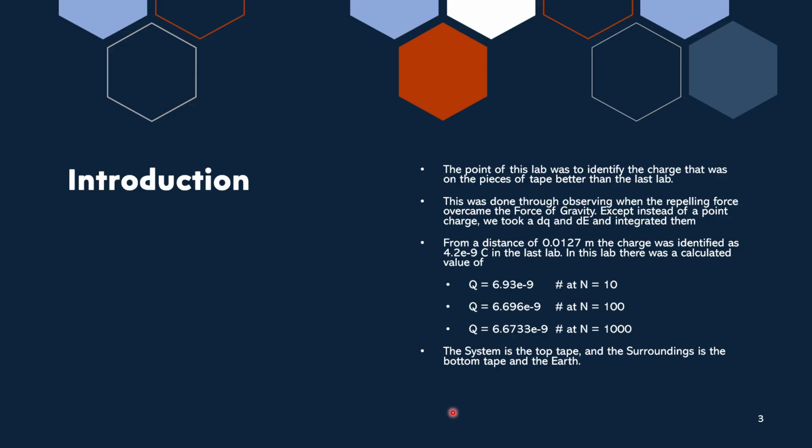In this, we're assuming that the system is the top tape and the surroundings are the bottom tape and the Earth, which cause the force of electricity and the gravitational force, respectively.